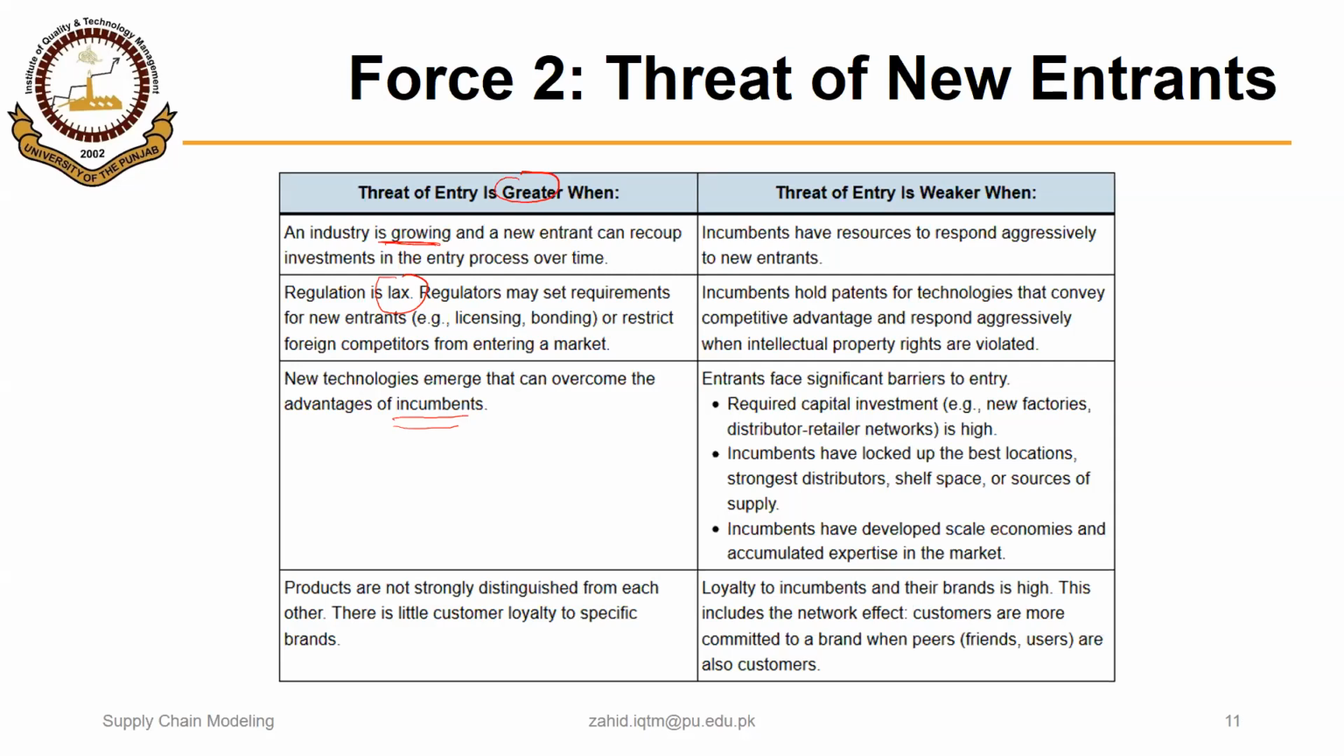Another reason could be that products are not strongly distinguished from each other, as we saw in the previous factor. So there is little customer loyalty to specific brands in this case. So if they find a new entrant who can offer something better than the previous suppliers of that product or service, there are high chances for those customers to switch to the new supplier. So in that case, new entrants can look for that business to start.